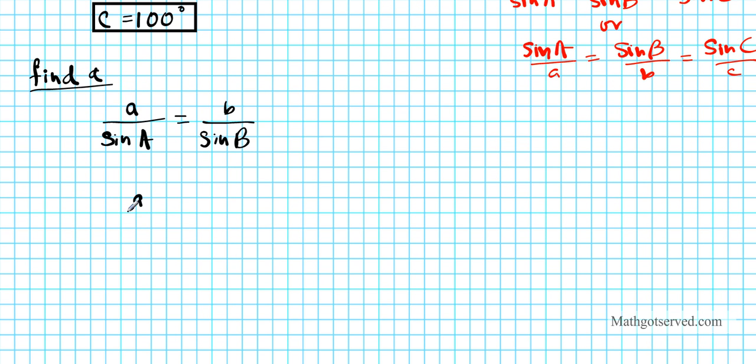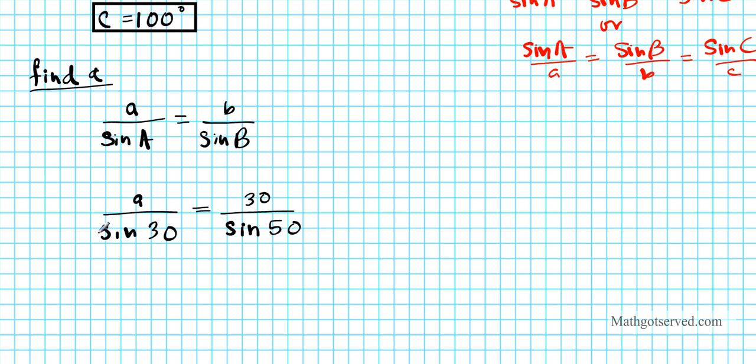Little a is unknown over sine of angle A, which is 30 degrees, equals little b, which is 30, over sine of big B, which is 50. Okay? Can I solve this equation? Absolutely, because I have one equation and one unknown. So how do I solve this equation for little a?